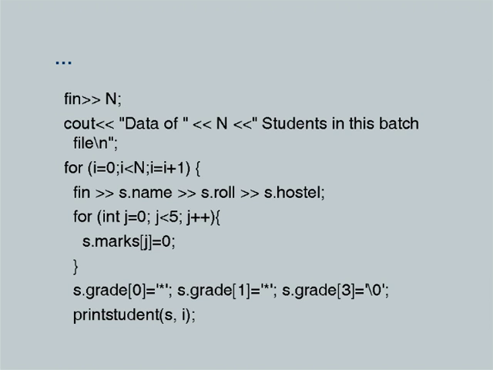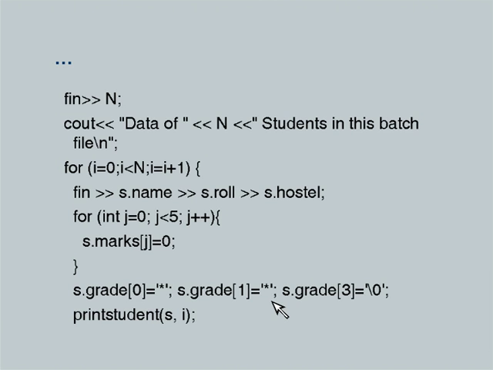Now this is again similar to what we saw last time. We first read the value of n, the number of students that I have, and then for 1 to n, I keep reading the records: s.name, s.roll, s.hostel. As I mentioned at the beginning, I arbitrarily set marks to 0 for all the tests, and I arbitrarily set grade to star star, where the grade does not exist at the beginning.